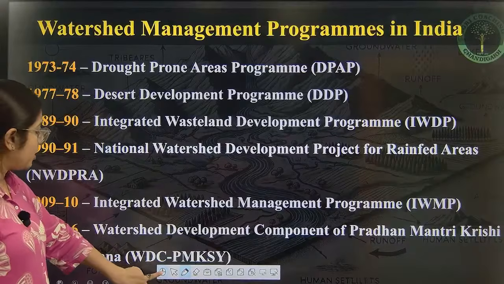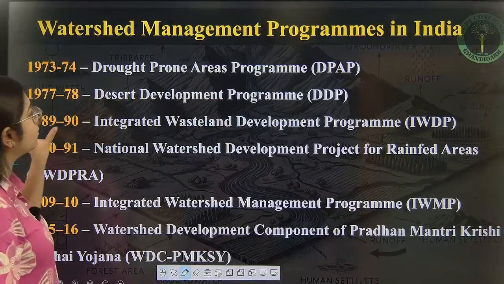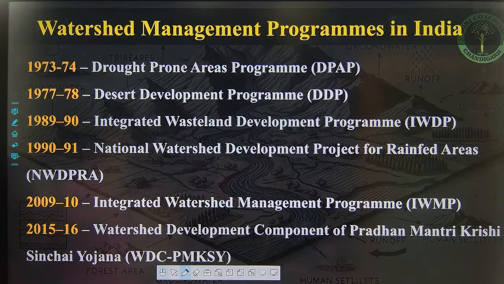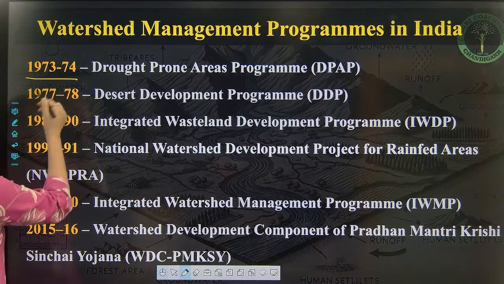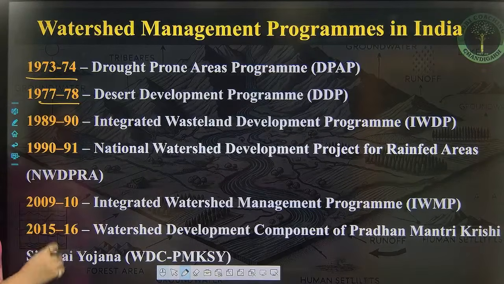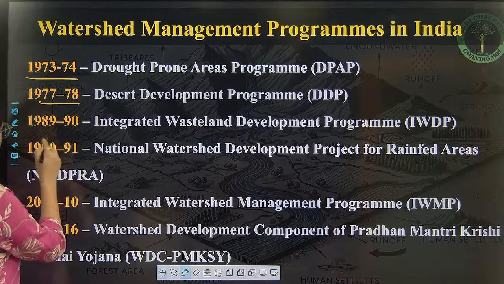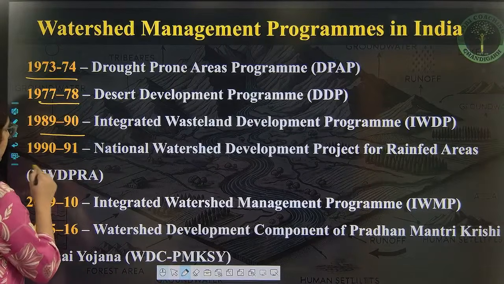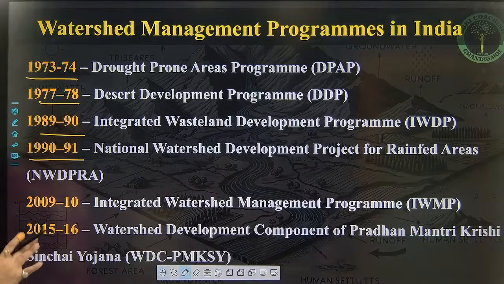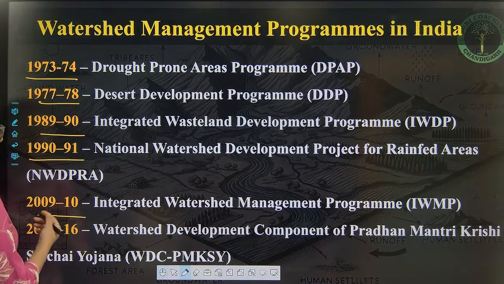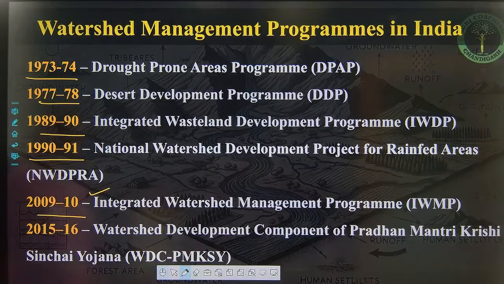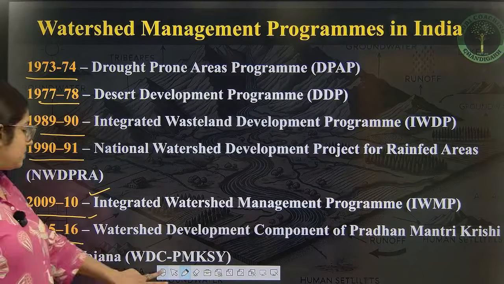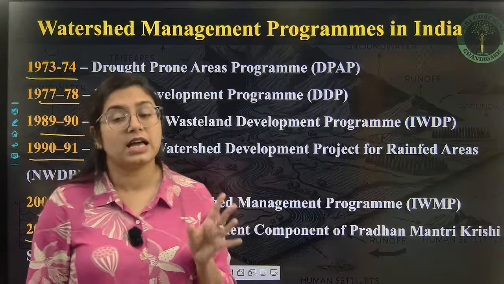Now, see, here you have to remember the full forms as well as the year. The watershed management programs in India. Read this. Basically, the very first is the Drought Prone Area Programme, DPAP, year 1973-74. Then 77-78 was the Desert Development Programme, DDP. Next, 1989-90, Integrated Wasteland Development Programme, IWDP. Then 1990-91, National Watershed Development Project for Rainfed Areas. Then 2009-10, we have the Integrated Watershed Management Programme, IWMP. And then 2015-16, the watershed development component of Pradhan Mantri Krishi Sinchai Yojana. So this part is also important. Here you have to remember the full forms as well as the year.